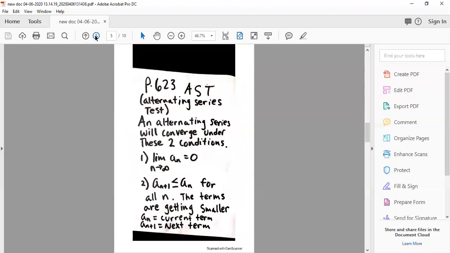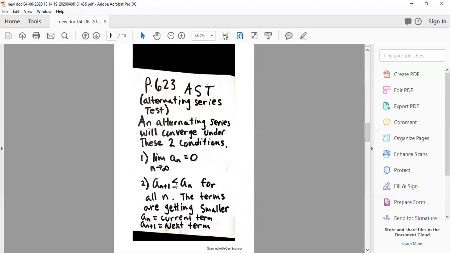Page 623, the AST, the alternating series test. It has two conditions. It will converge if these two conditions are true or satisfied. First of all, the limit of the terms must equal 0. And again, that term does not include the sign switching term. And then, is a sub n plus 1 less than or equal to a sub n?